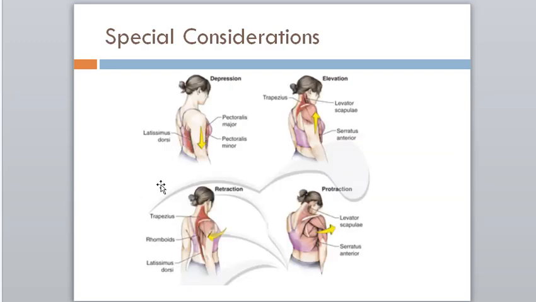And then I think my next slide here shows what that would look like. It's showing some muscular involvement, but the elevation, here's your shrug, there's your depression, retraction, you're squeezing your shoulder blades together, and protraction, they're going forward. So that's it. That's all the available motion that occurs within the human body.